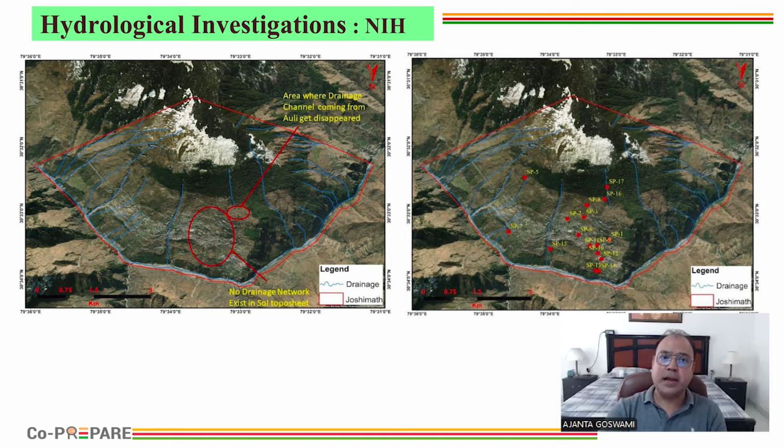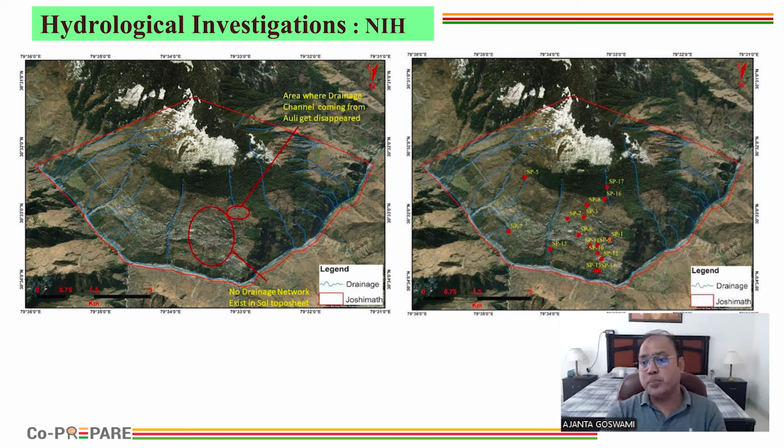This is the hydrological investigation map of NIH, where they have shown all the drainage area. Here you will see that there are certain drainage channels coming from Oli, and this channel suddenly disappears. There is no drainage network existing in the SOI toposheet either. It means there is subsurface flow of water, which also proves the theory that there is enough water underground, and because of that there are so many springs also. So if there is any recharge in the upper area, it will contribute to recharge of this subsurface.